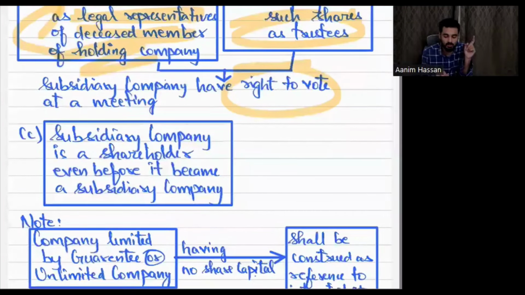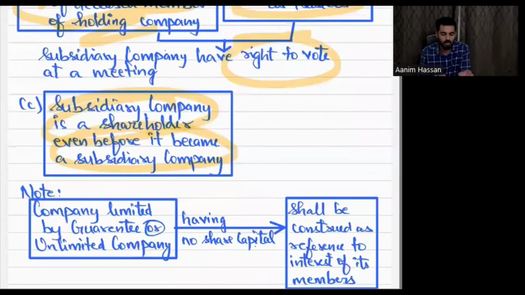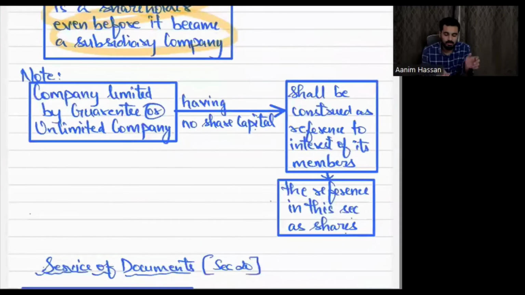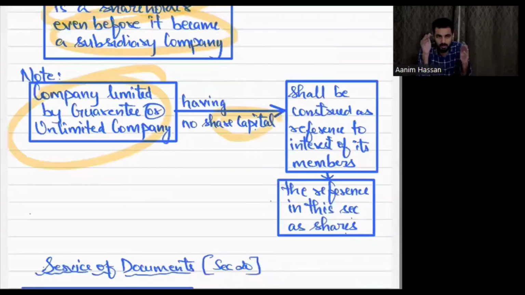That is, before it became a subsidiary company, it was a shareholder. In that situation, they can hold. In case the subsidiary company is a company limited by guarantee or an unlimited company, the shares cannot be transferred or allotted. So in respect of shares, we will consider it as the interest of its members, where there is no share capital.